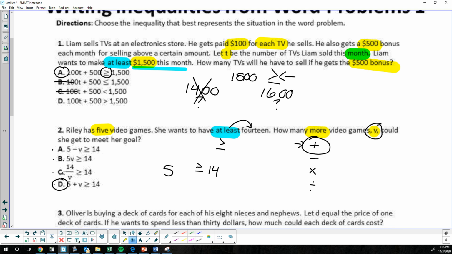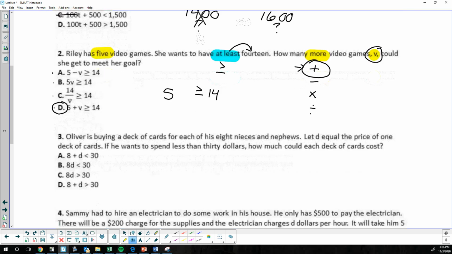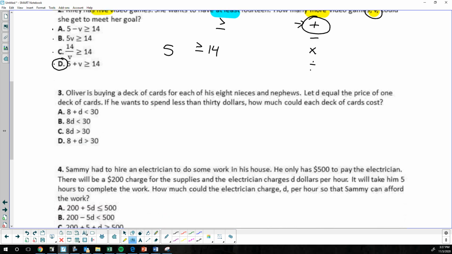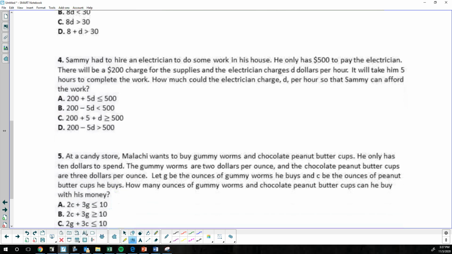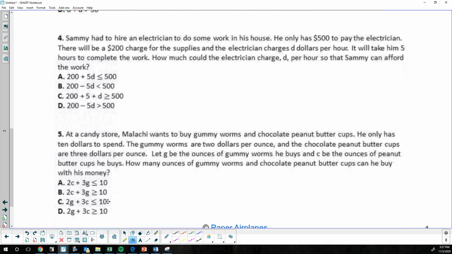All right, let's try another one. All right, we're going to try number 4. Okay, let's look at our keywords, guys.